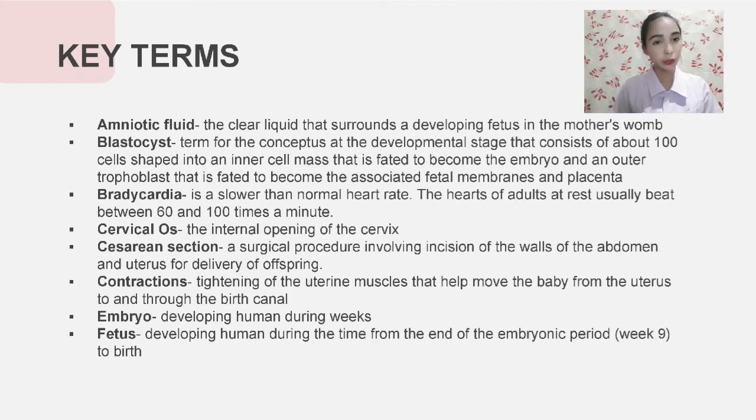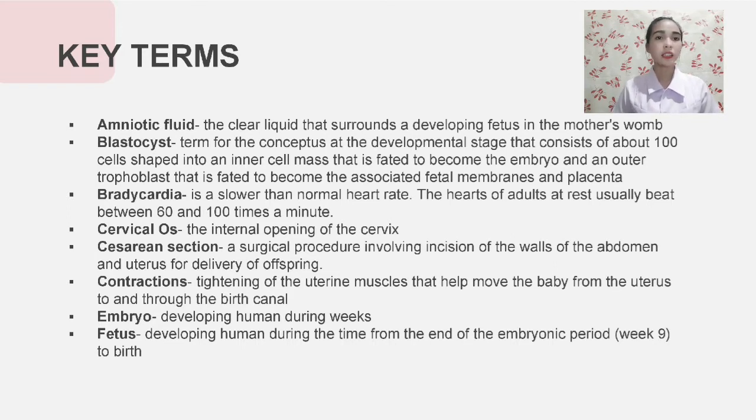The first term we're going to learn is amniotic fluid. It is the clear liquid that surrounds a developing fetus in the mother's womb. Blastocyst is the term for the conceptus at the developmental stage that consists of about 100 cells shaped into an inner cell mass that is fated to become the embryo and an outer trophoblast that is fated to become the associated fetal membranes and placenta. Next is bradycardia. It is a slower than normal heart rate. The hearts of adults at rest usually beat between 60 and 100 times a minute. Cervical os. It is the internal opening of the cervix.